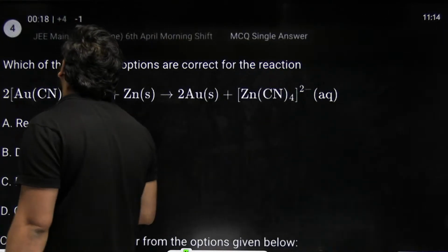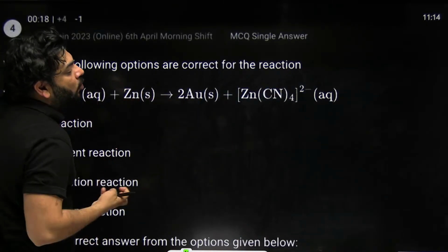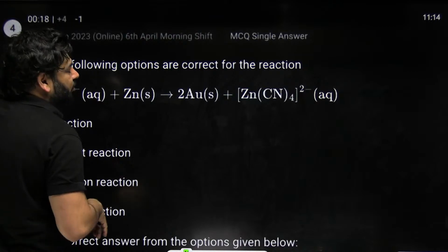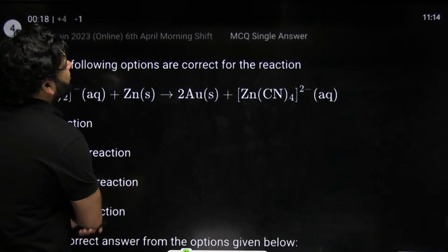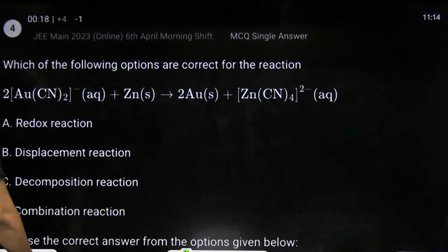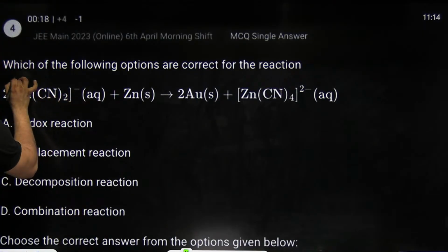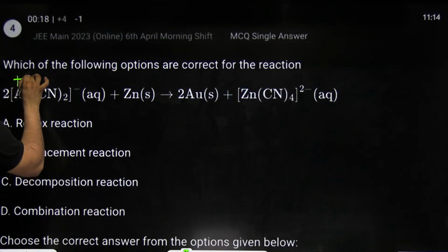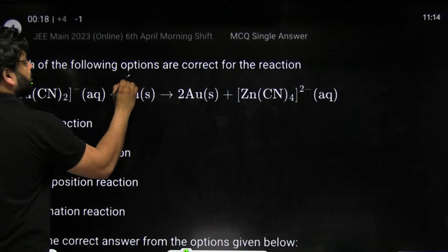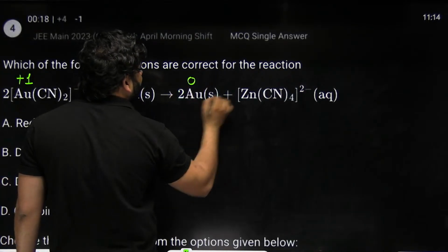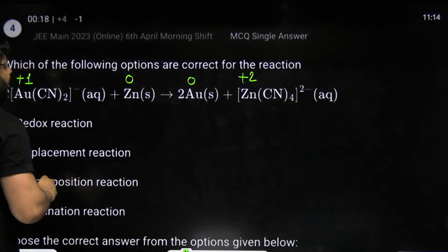We all can see that this is called the cyanide process of extraction of gold that you will get in 12th standard, in one of the biggest chapters called metallurgy, not a part of JEE Main these days, but yes, we'll cover it someday from an advanced point of view. So this is in +1 oxidation state here. This is in 0 oxidation state. This is 0 now, and this is in +2 oxidation state. So can you find the difference?